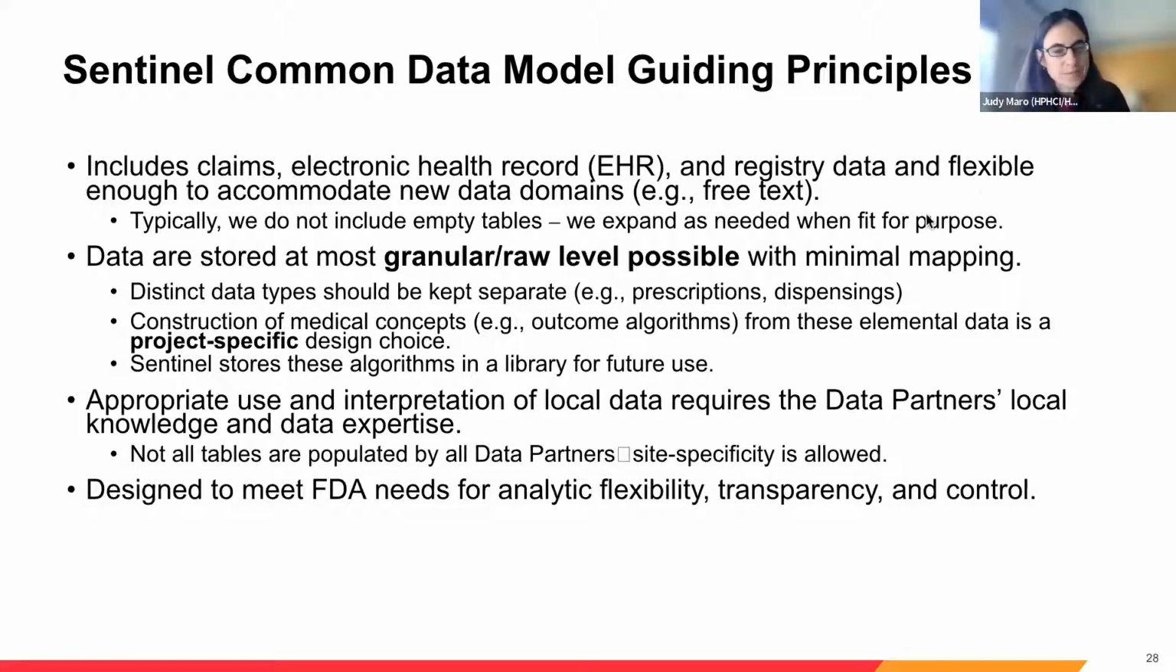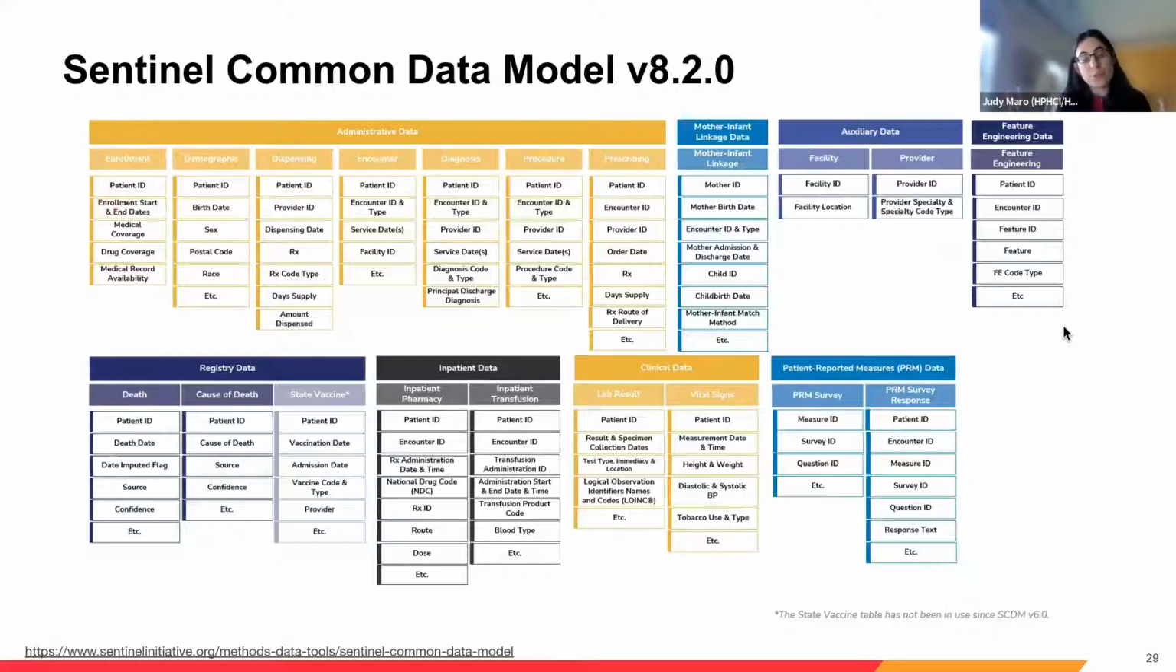Next slide, please. This is just a brief graphic of the Common Data Model. You can see up to the left, you have administrative data, things like enrollment and various medical product utilization. We have some specialty tables, so there's a mother-infant linkage table, and a table specifically for feature engineering for natural language processing based ideas. There's some registry information, with death registries and cause of death registries in the US, then clinical data, and patient-reported measures. Next slide, please.